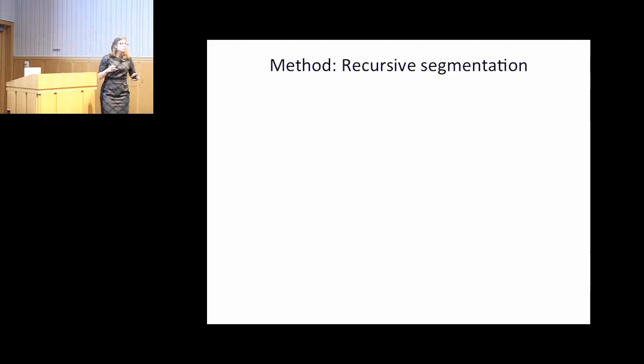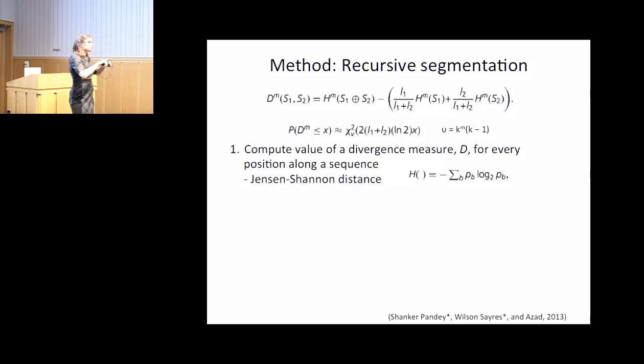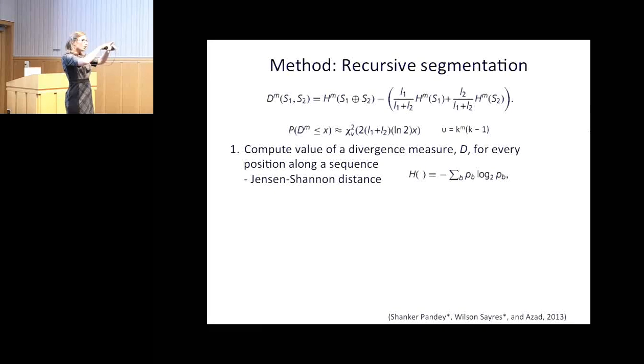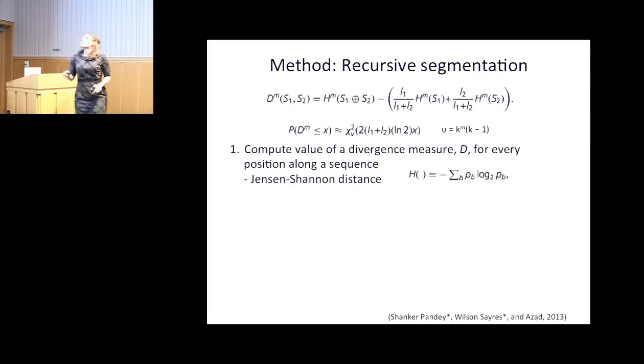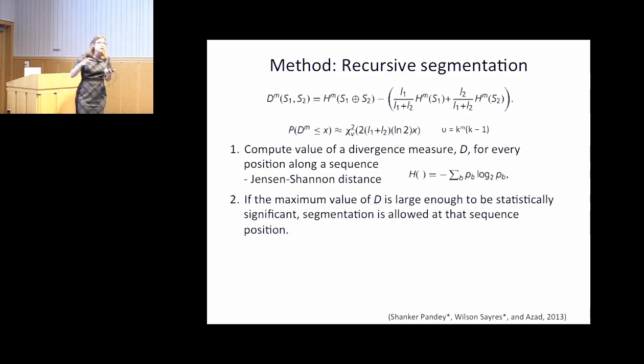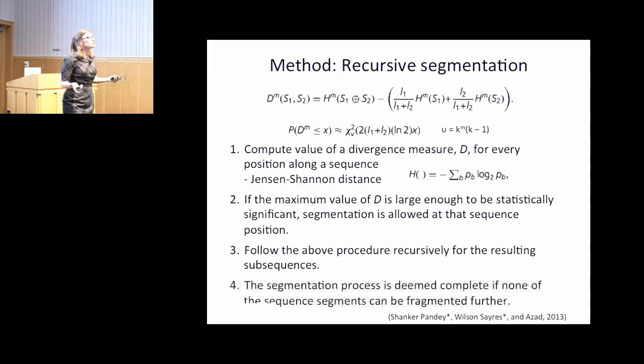So we developed a recursive segmentation and then clustering algorithm, but I'll go through it here in words first, and then I'll show you a picture. We compute a value of divergence for every position along the X chromosome. This is not pairwise divergence. This is actually using a single X chromosome and looking at every nucleotide position along it and comparing the composition of sequences on one side to the composition of sequences on the other side. We use Jensen-Shannon distance to measure this. Then, wherever the maximum value of D is, if it's significantly different on either side, we segment there, basically cut the DNA there. And then we follow this recursively for all subsequences and stop when none of the regions are significantly different from each other. So what does that look like in pictures?